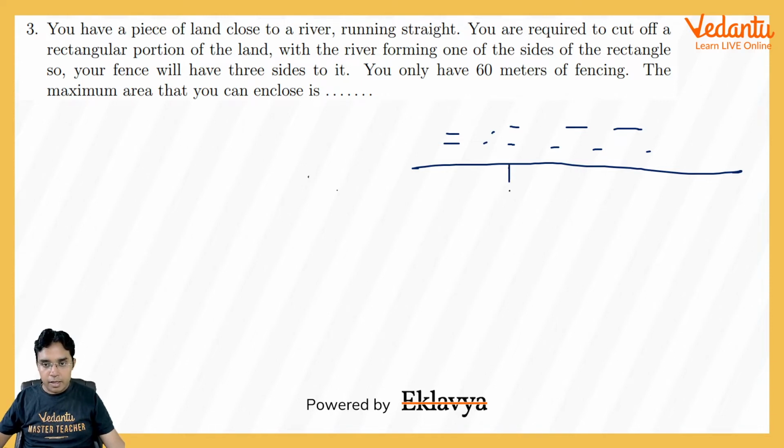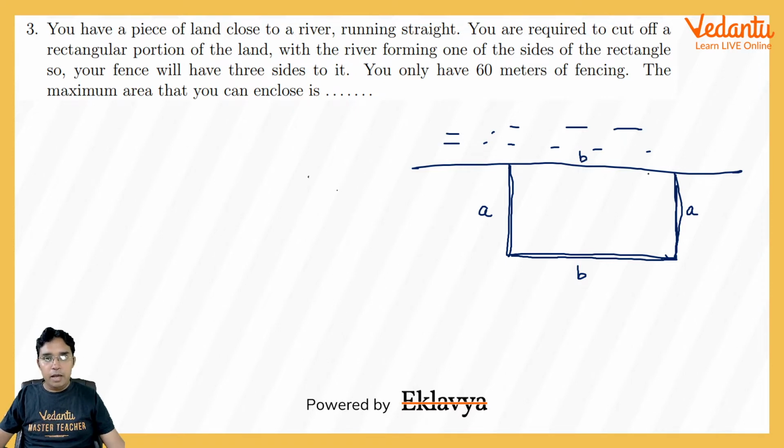So if you make a rectangle this way and you want to protect this rectangle from outsiders, you have to place your fence only on these 3 sides, because one of the sides is taken by the river itself. Suppose my dimensions of this rectangle are A, B, so this will be A here also, but this side B I need not make any fencing, and we are having 60 meters of fencing. So they are asking what will be the maximum area we can enclose using this 60 meters of fencing.